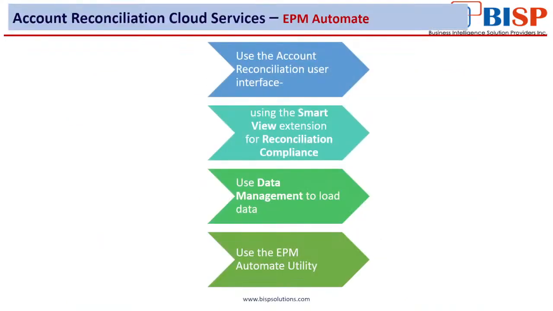Just have a brief introduction about it. The different methods with which we can upload data into ARCS, we have just gone through in our earlier session. That is, by using the Account Reconciliation user interface, by using the Smart View extension for reconciliation compliance, by using the data management load, and also the EPM Automate utility. These are the most common methods used for loading data into ARCS for different profiles.